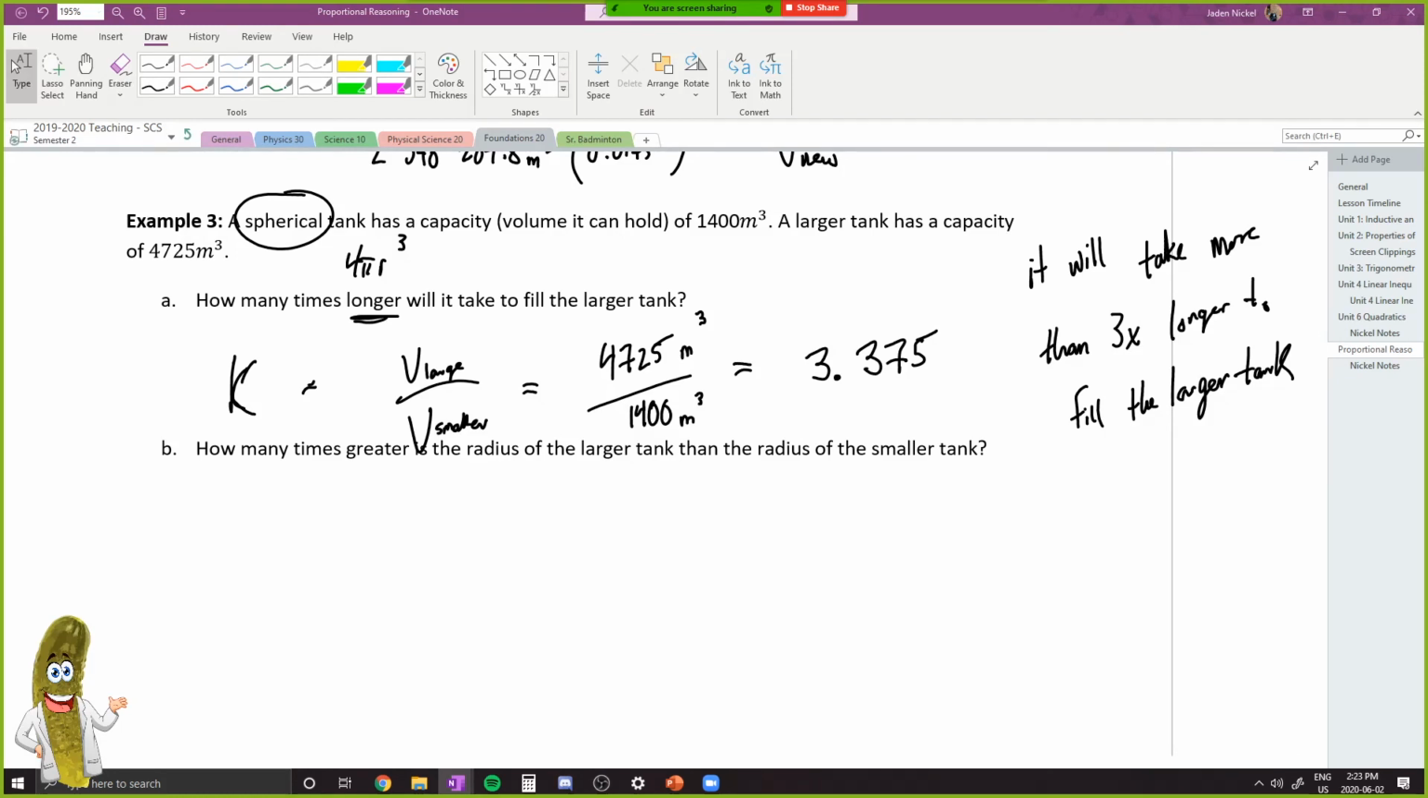The next question here says how many times greater is the radius of the larger tank than the radius of the smaller tank? If we were dealing with another object, this question would be more difficult. So if we were dealing with a cube, or a rectangular prism, I guess, because we would have to also take into consideration the length, width, and height. Because we're dealing with a sphere, and this is where all of this must be the reason that I remember what a sphere is. All of my knowledge up until this point has led me to this moment.